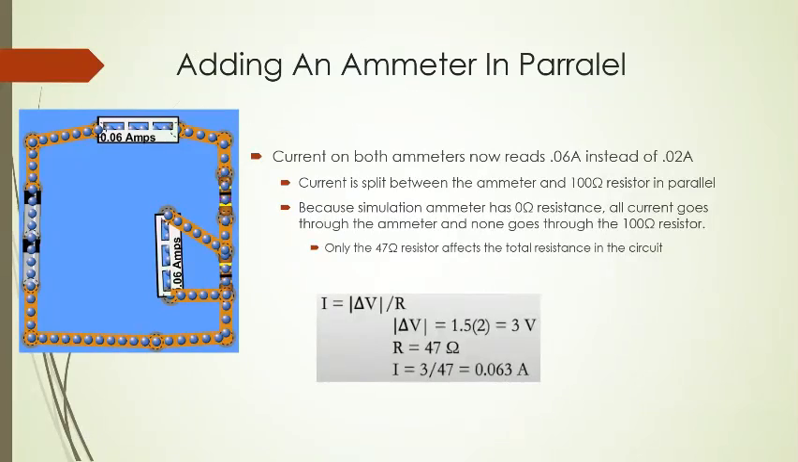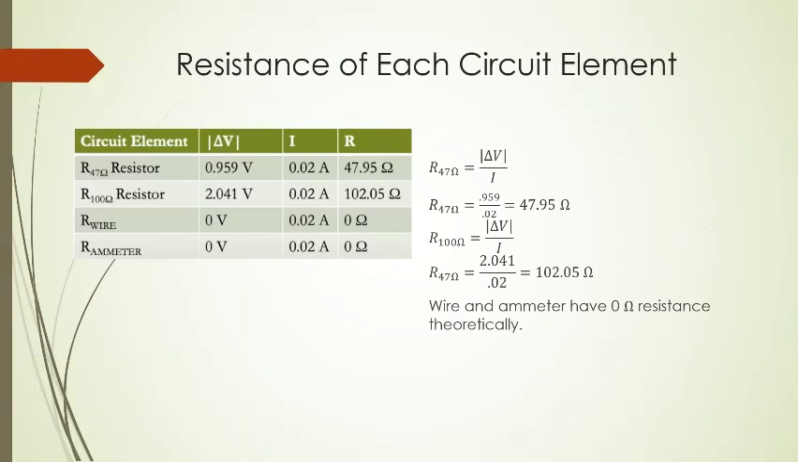All right, adding an ammeter in parallel. The current on both ammeters now reads 0.06 amps instead of 0.02 amps. Because the current is split between the ammeter and the 100 ohm resistor, all the current will go to the ammeter since it has 0 resistance, and therefore the only resistor in this circuit is the 47 ohms, and you get a current of 0.06 amps. The resistance of each circuit element that I calculated, you can just follow here. Basically, R of the 47 is equal to 47.95, and R of the 100 is equal to 102.05. Also, the wire and ammeter both have a theoretical value of 0 ohms.